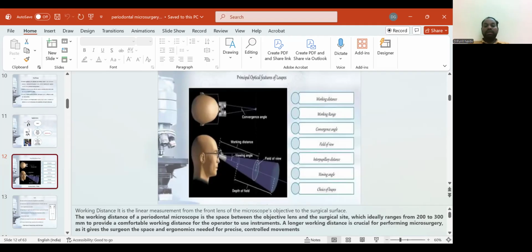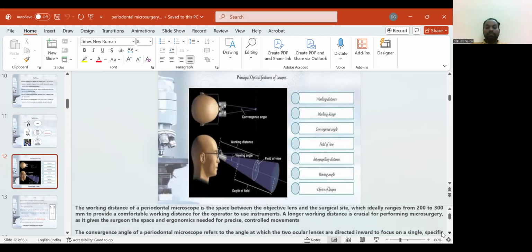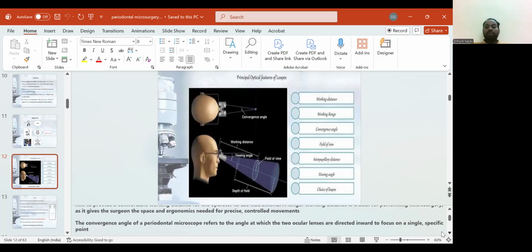The working distance is the linear measurement from the front of the lens of the microscope to the surgical surface. The working distance of a periodontal microscope is the space between the objective lens and the surgical site, which ideally ranges from 200 to 300 millimeters to provide a comfortable working distance for the operator to use instruments. A longer working distance is crucial for performing microsurgery as it gives the surgeon the space and ergonomics needed for precise, controlled movements. The convergence angle of a periodontal microscope refers to the angle at which the two ocular lenses are directed inward to focus on a single specific point.